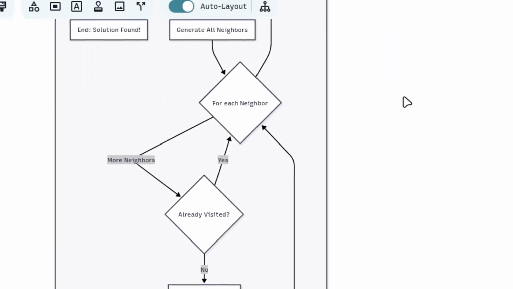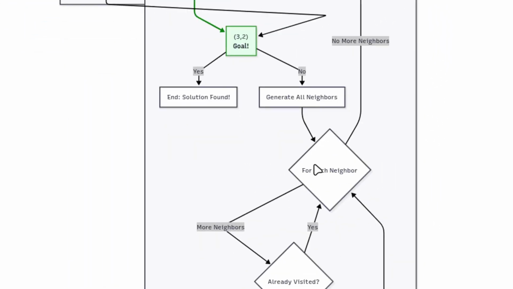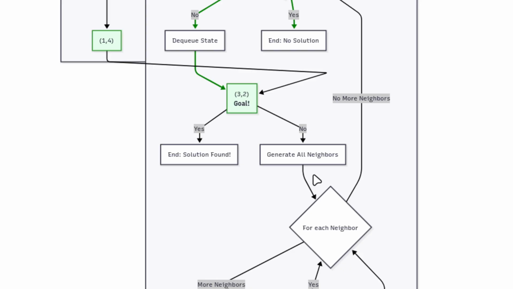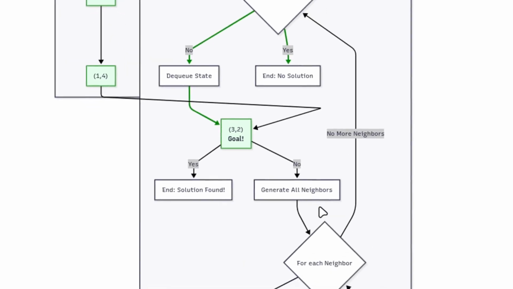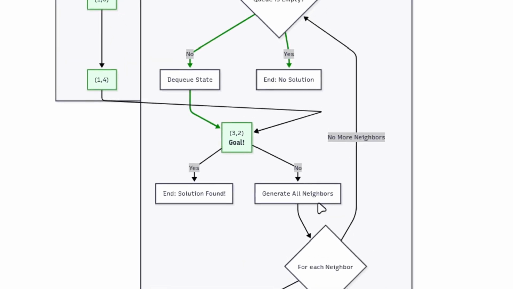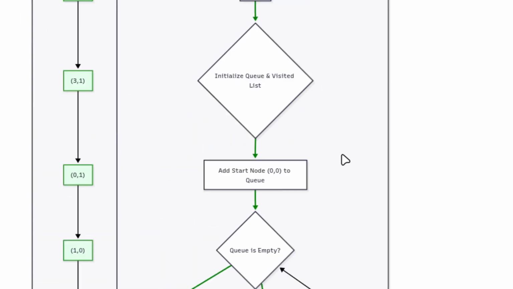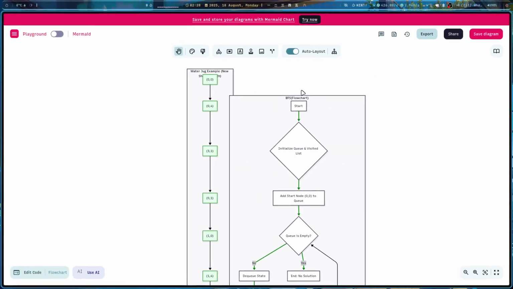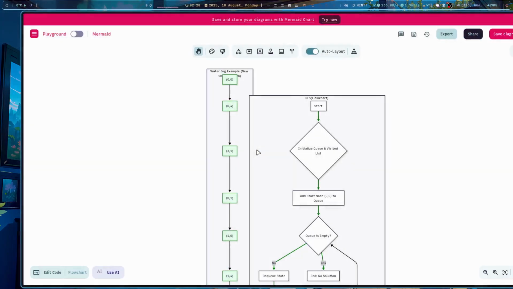Now we backtrack and go to each neighbor, and we find each and every neighbor. Suppose we are unable to find the goal state in all the neighbors and there are no more neighbors left for me to check, then that means the solution does not exist. Okay, this is the simple BFS algorithm.